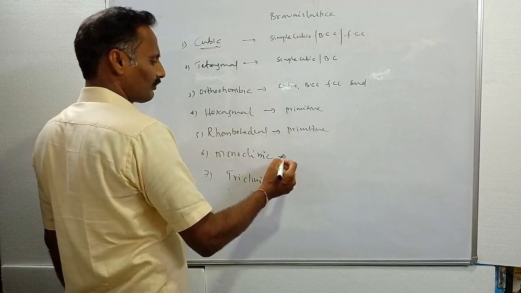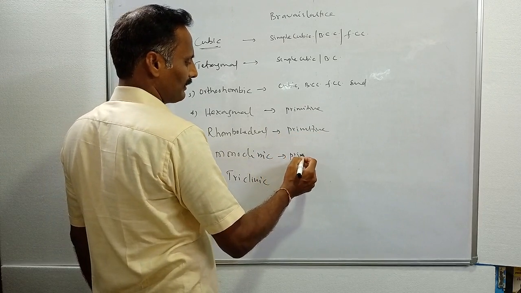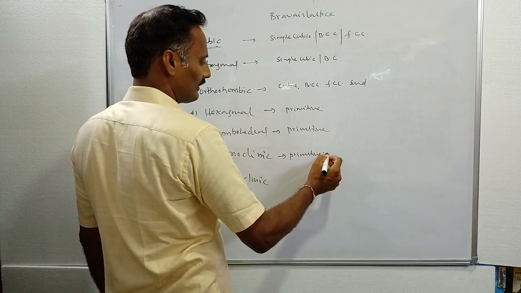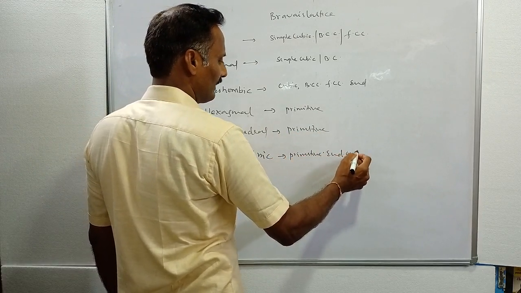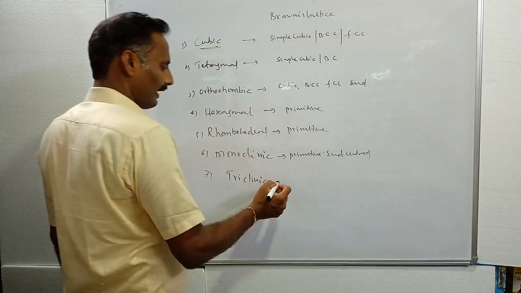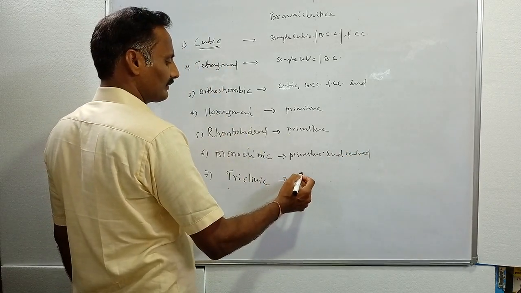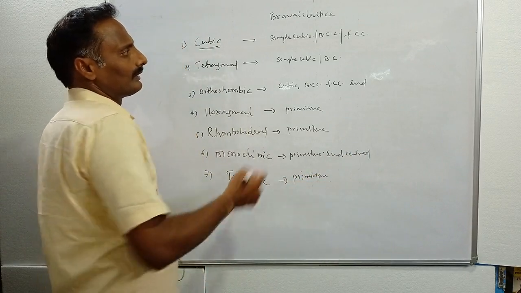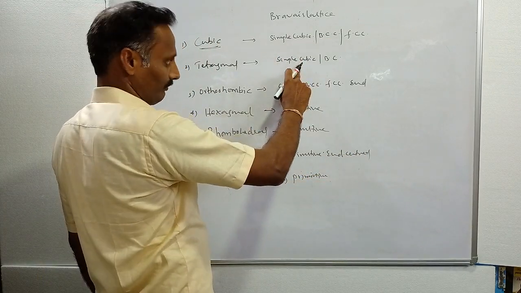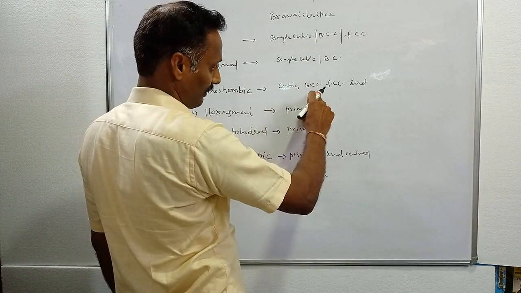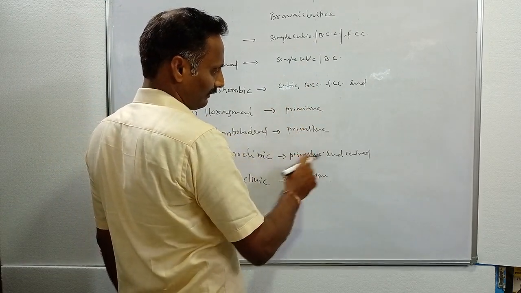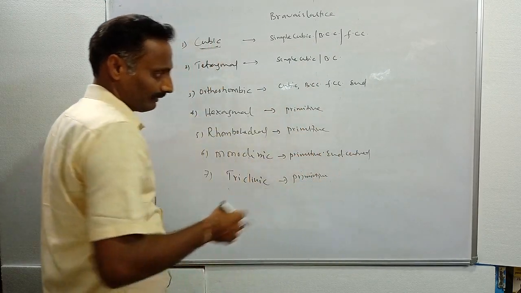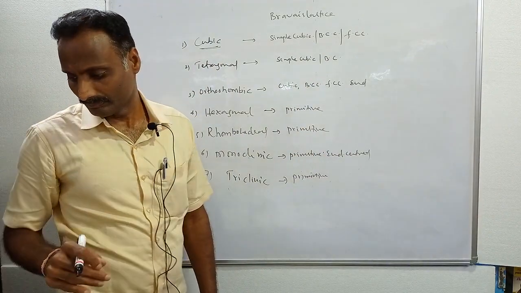And monoclinic has 2 types of unit cells. One is primitive, one is end centered unit cells. And triclinic has only primitive unit cells. Here 3, 3 plus 2 is 5, 5 plus 4 is 9, 10, 11, 12, 13, 14 types of unit cells are there.